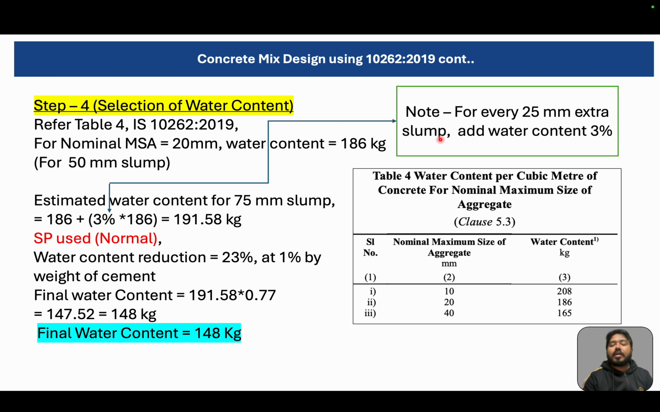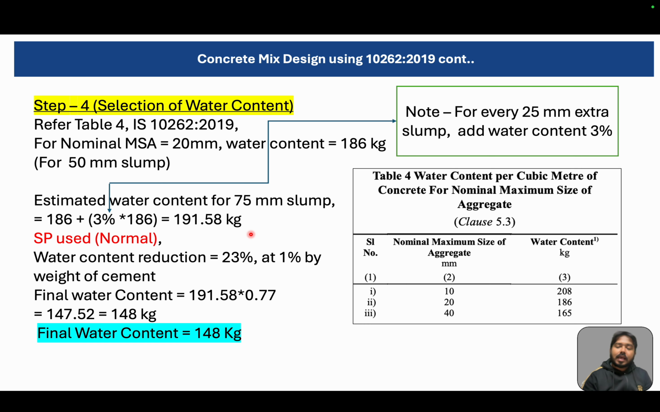Again, there is a guideline. The guideline says for every 25 mm extra slump, you have to add 3% to the water content. So in this case an excess amount of water, that is 3%, is required. So how much total water is required? We arrived at 186 plus 3% of 186, because 186 is the corresponding value for 20 mm aggregate. So you are getting 191.58 kg.